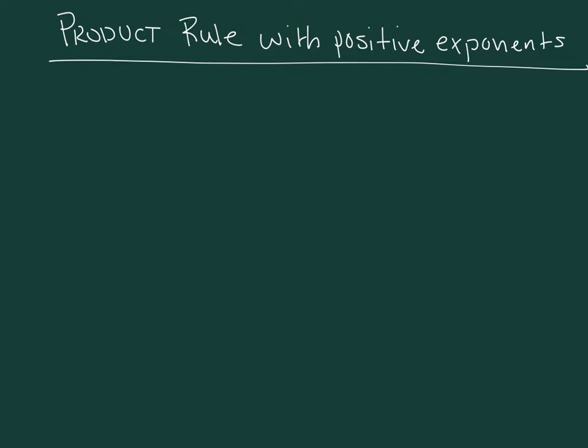All right, so what we're going to do is look at the product rule with some positive exponents, okay? And we're going to deal with this problem. Again, you're going to have some variation of this problem and you just want to know the process by which you can solve this. All right, so this is the problem that we're dealing with.